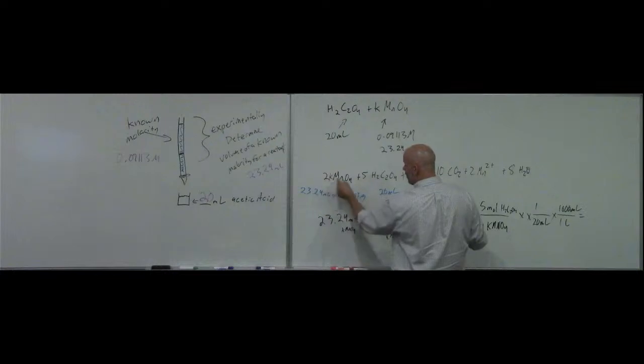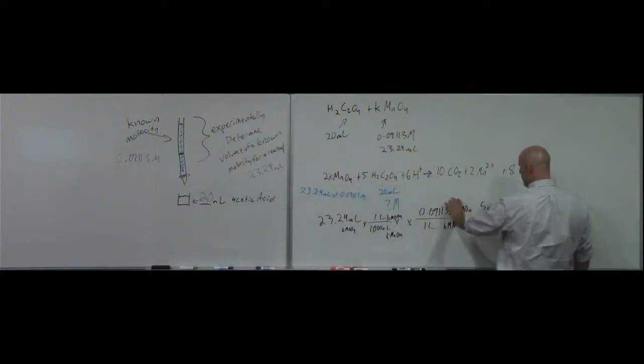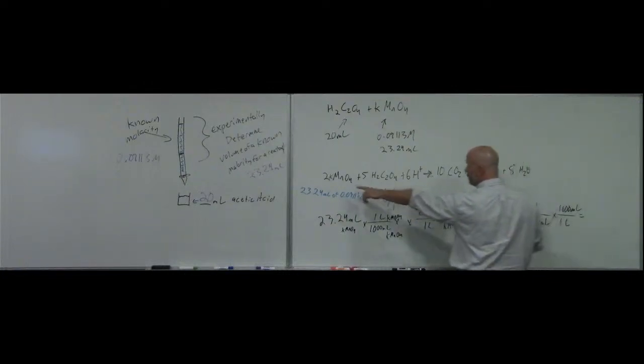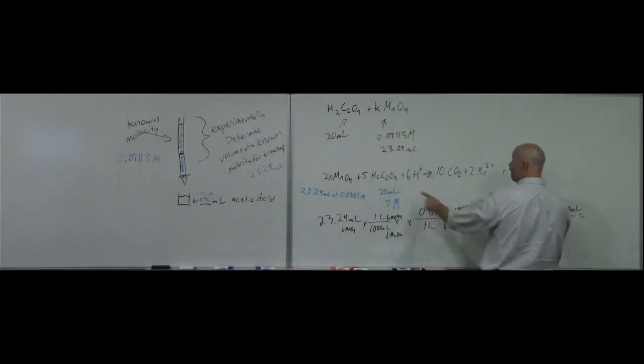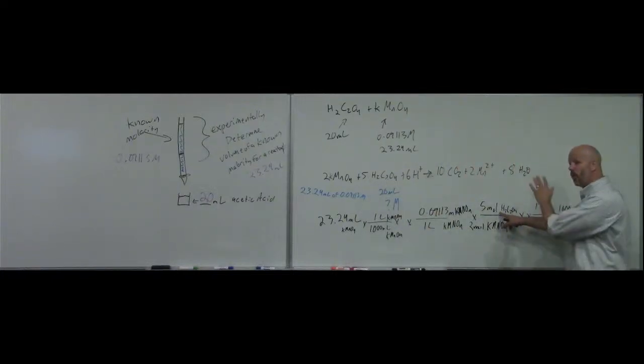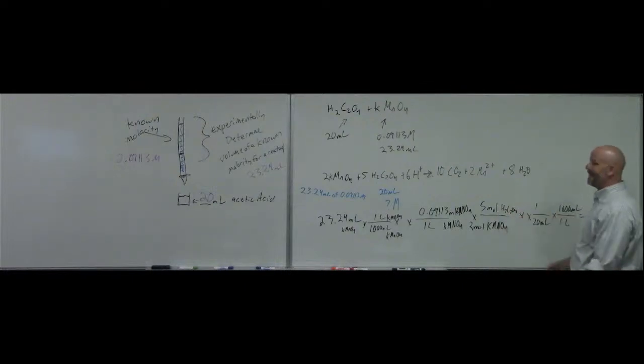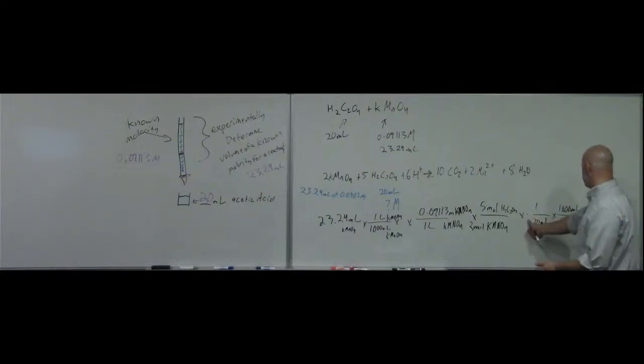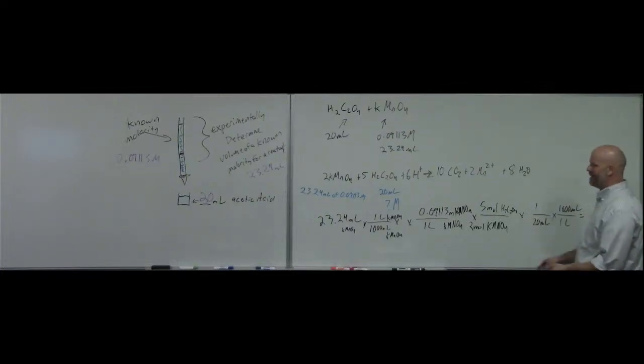For every 2 of these, I react with 5 of these. So my potassium permanganate is on top here, so I'm going to put it down here. 2 moles of potassium permanganate reacts with 5 moles of oxalic acid. So that gives me moles of oxalic acid. I need to get to moles per liter because I'm looking for molarity. I don't have liters yet. But if I multiply moles times milliliters, I'm getting close. I just need to convert from milliliters to liters, and I'll end up in moles per liter of oxalic acid.